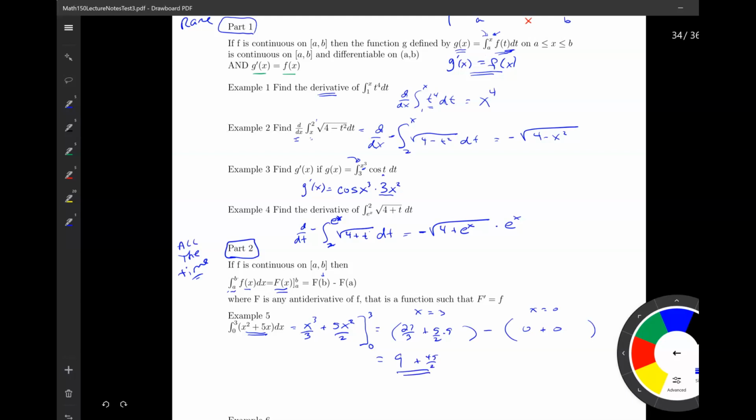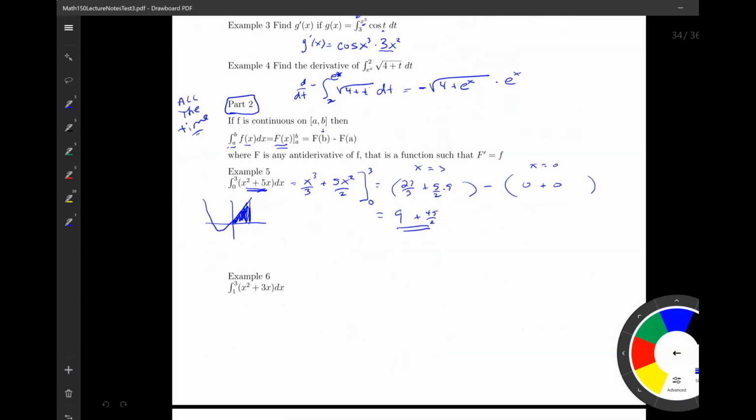So this is the exact area under the curve, x squared plus 5x. So that function would just kind of look something like this. So from 0 to 3, this exact area under the curve would be this number here. Okay, let's do it again. So this is the function that I first have to find the antiderivative of.